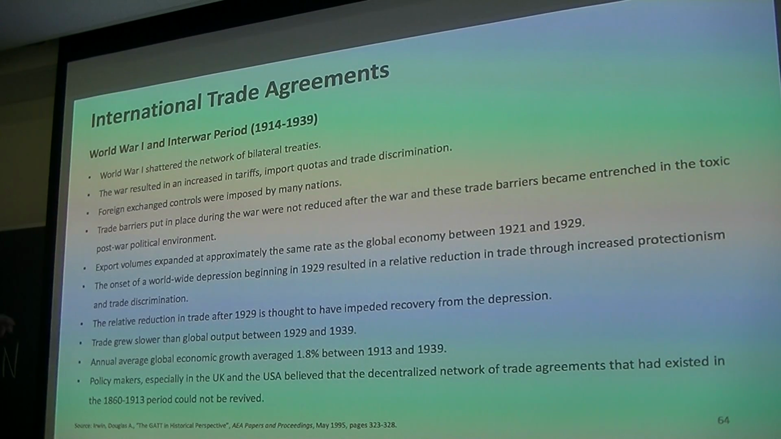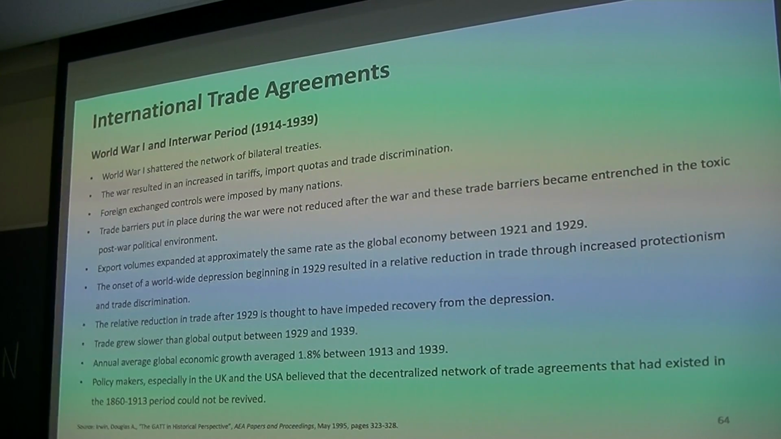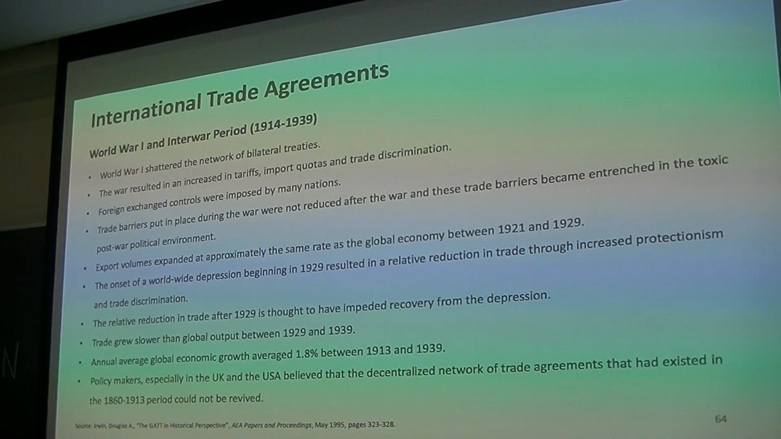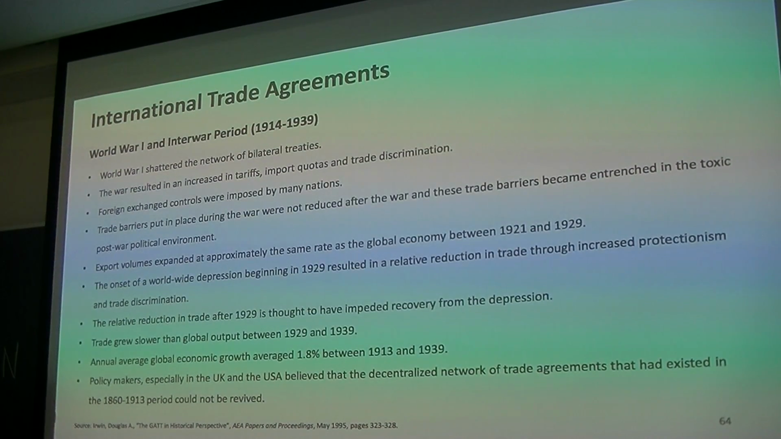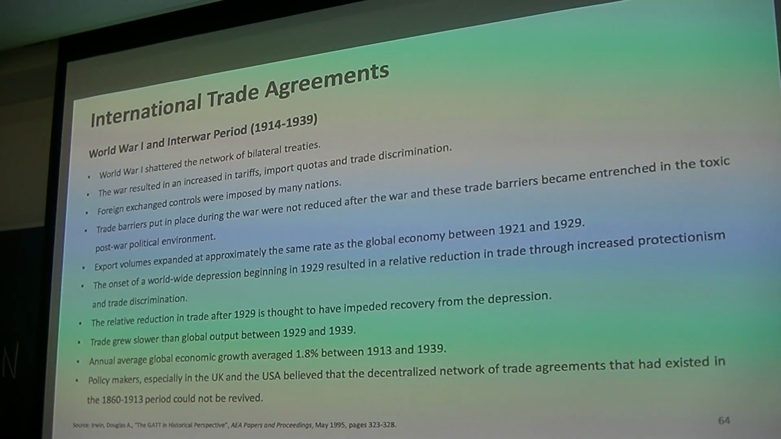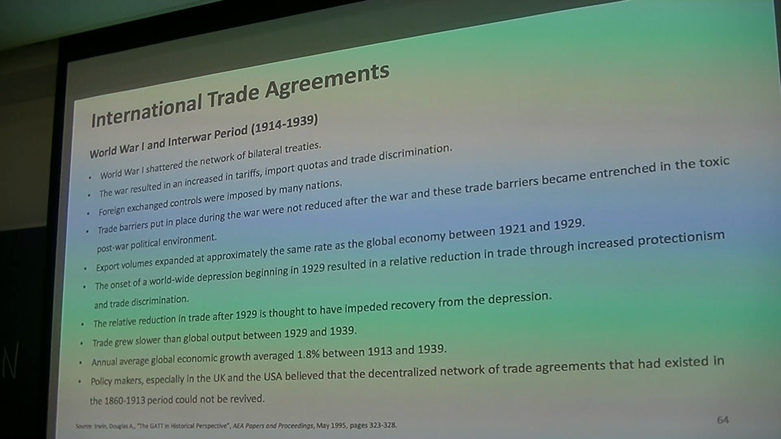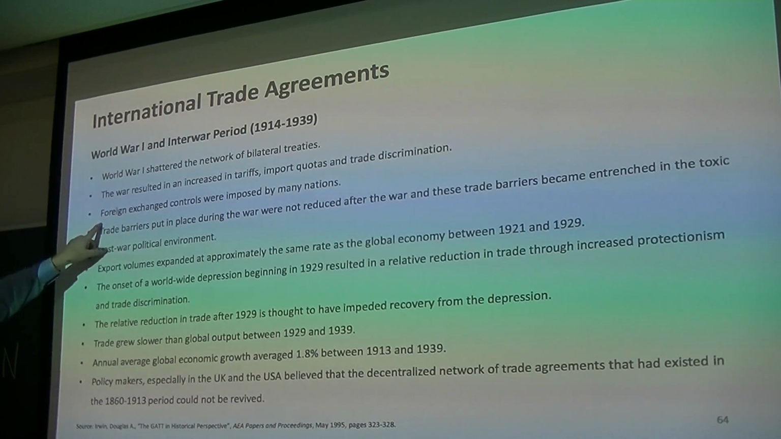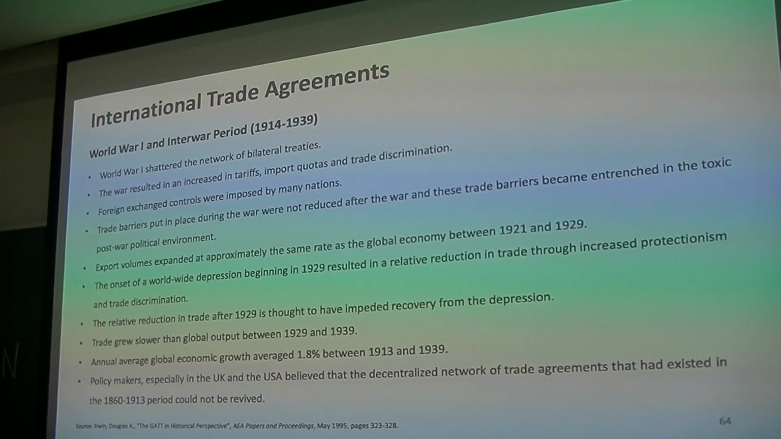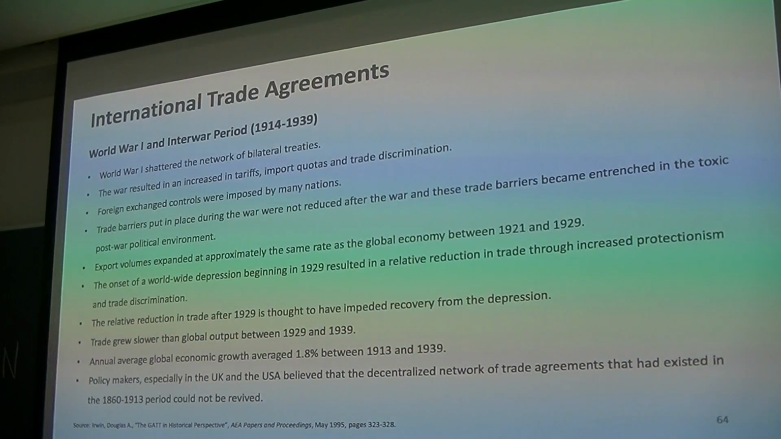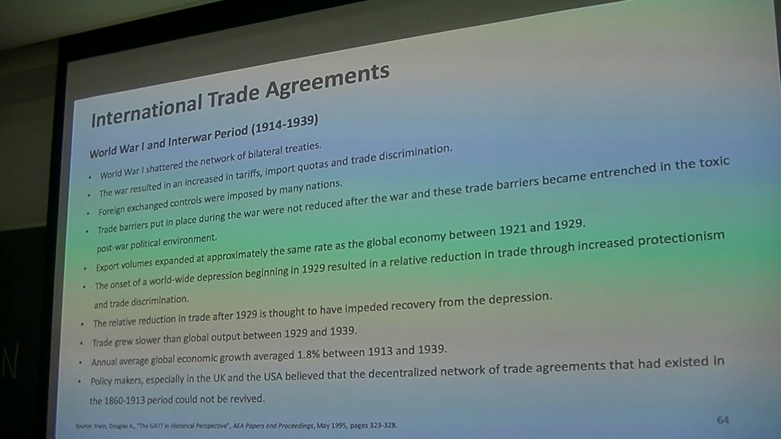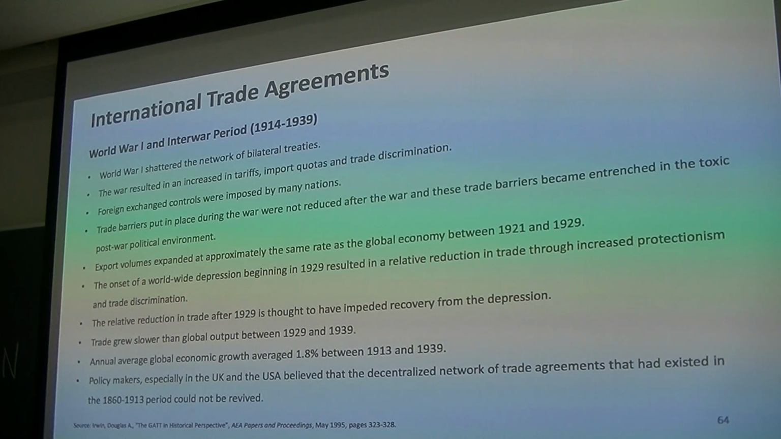But as a part of the war, there was an increase in tariffs, import quotas, and trade discrimination. Countries, while they were fighting, put up trade barriers with each other. Foreign exchange controls were imposed. Trade barriers were put in place, but they weren't reduced afterward, and the trade barriers became entrenched.